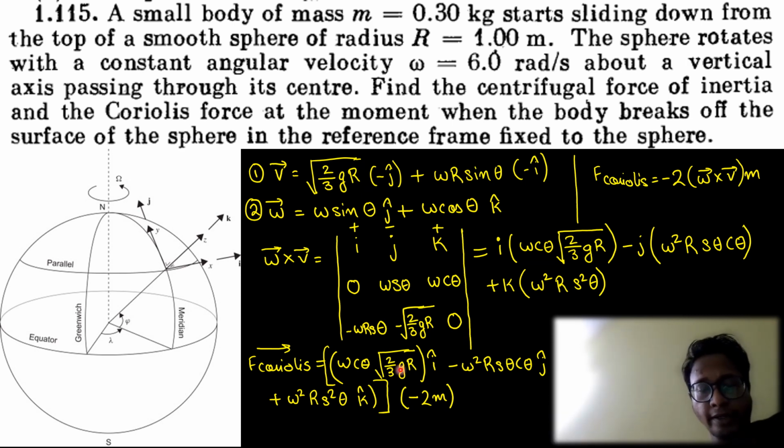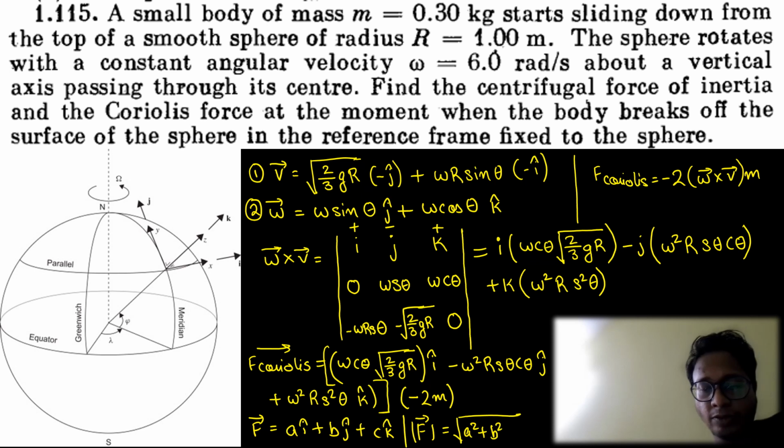Now if you notice carefully, this Coriolis force is a vector quantity, drawn on this Cartesian coordinate system. Now what we need to do is find out the magnitude of this vector. And how do I find out the magnitude of this vector? Suppose any vector or any force is given, F is equal to A i cap plus B j cap plus C k cap. How do we find the magnitude of this vector? The magnitude of this vector is nothing but the square root of a square plus b square plus c square.